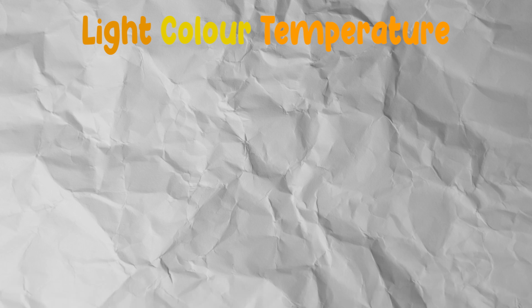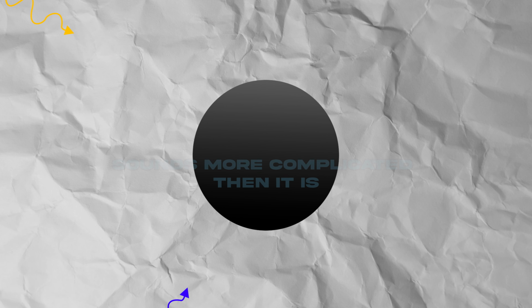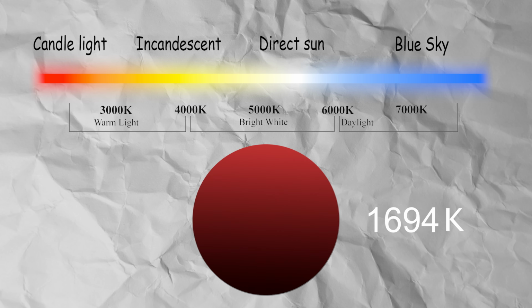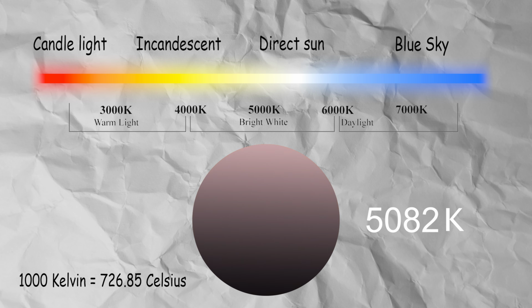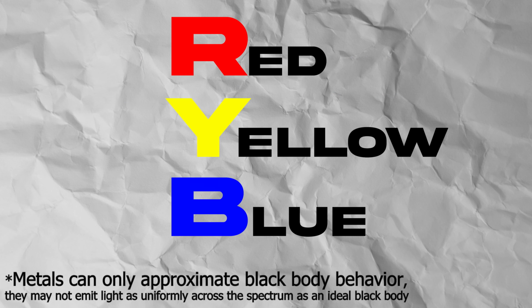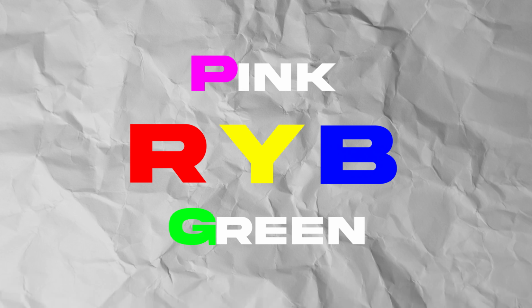To quickly explain, light color temperature, measured in Kelvin, is based on the concept of black body radiation. This theoretical object is a material that absorbs all incident light, and when it is heated, it produces different colors depending on the temperature. It's the same principle of how metal changes color as it heats up. First red, then yellow, then blue, which, if you notice, are the three primary colors. The other colors, such as pink and green, come from mixing these primary colors.